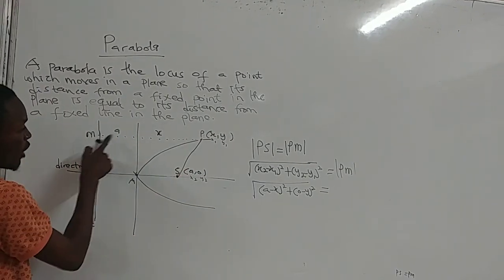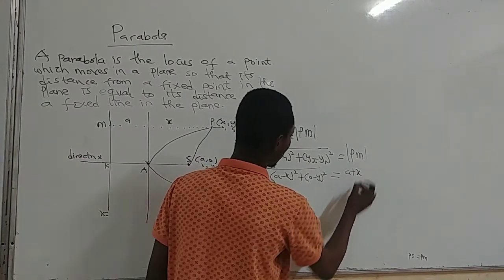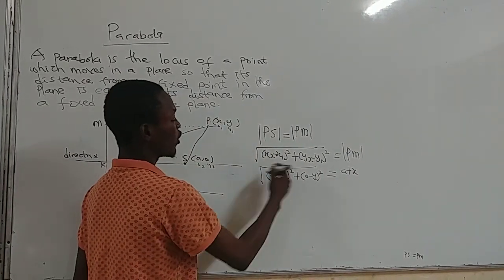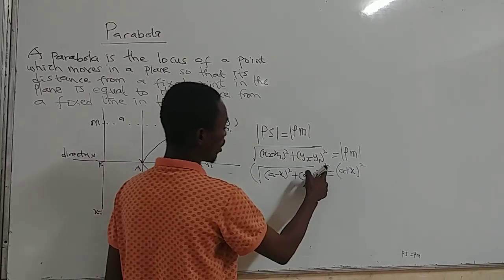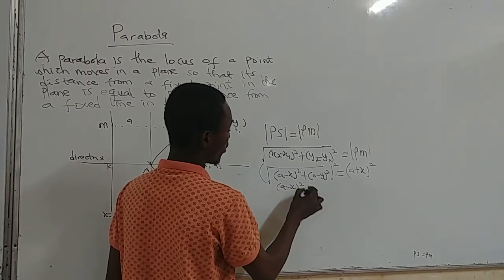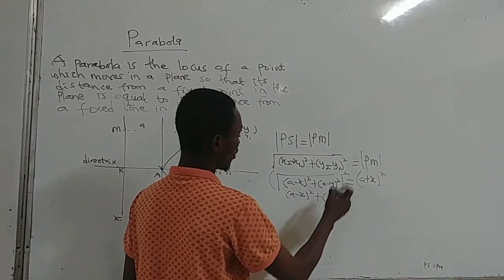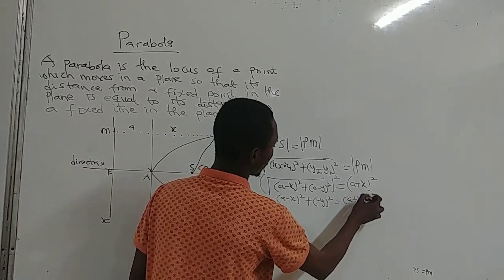From P to M we have a plus x. Now, getting rid of the square root, we square both sides of the equation. The square takes care of the square root. That means we have (a minus x) squared plus (0 minus y) squared, that is minus y squared, equal to (a plus x) squared.